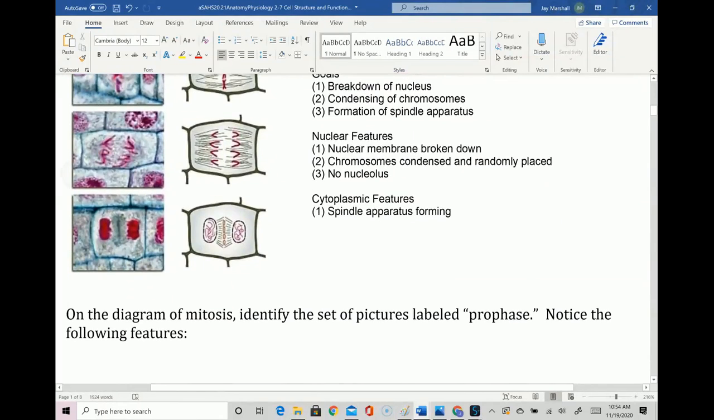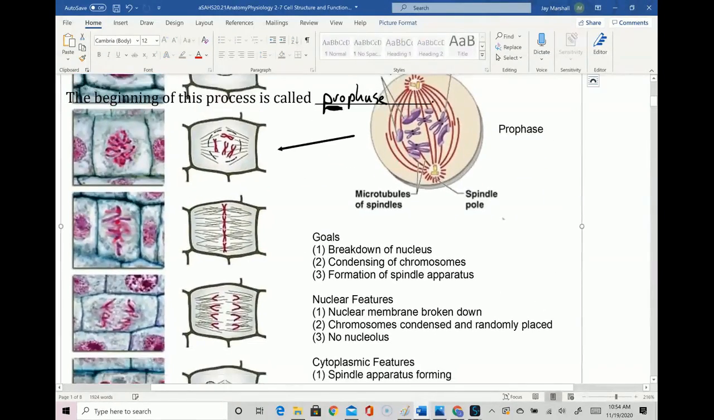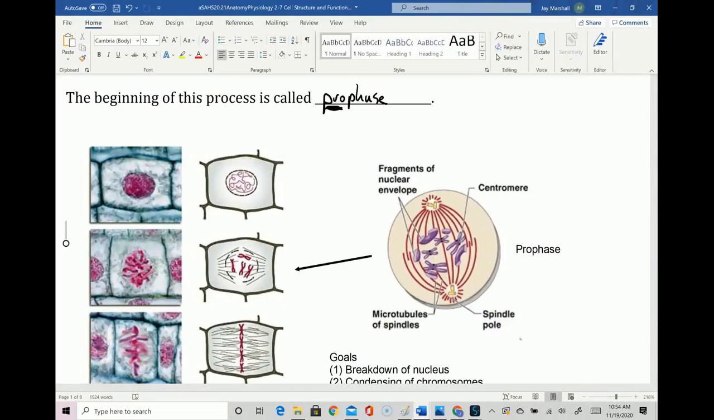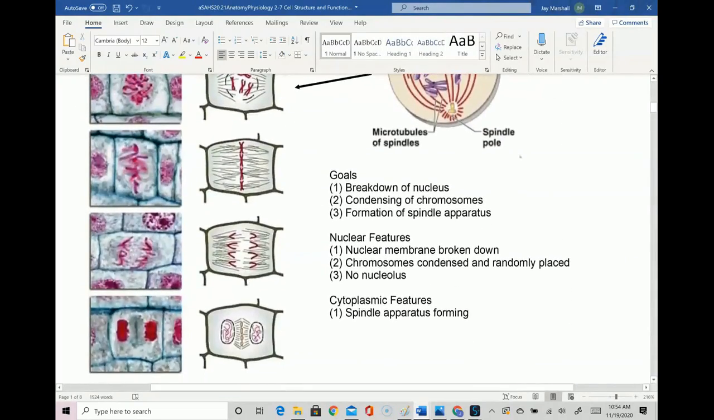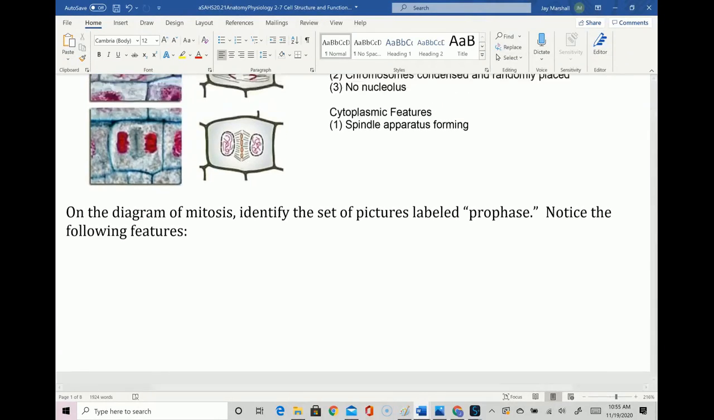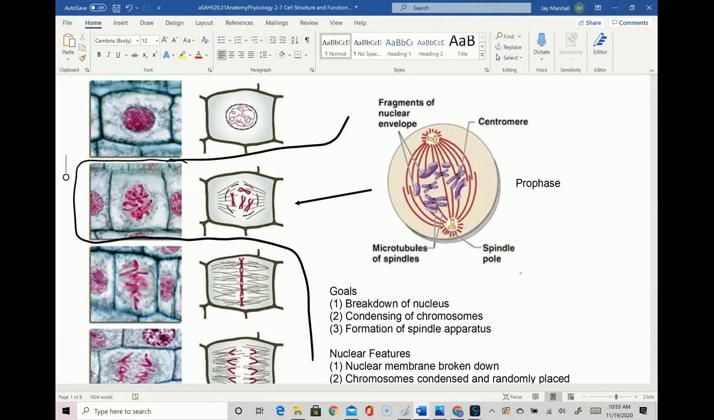And I've given you a list of goals and nuclear features and cytoplasmic features along with the diagrams here. But what I said here in this, oh, I didn't want that to happen. So I always manage to move my pictures around when I'm scrolling. Okay, so I said on the diagram of mitosis, identify the set of pictures labeled prophase, and notice the following features. Okay, so here's my prophase. Okay, these are my diagrams referring to prophase.